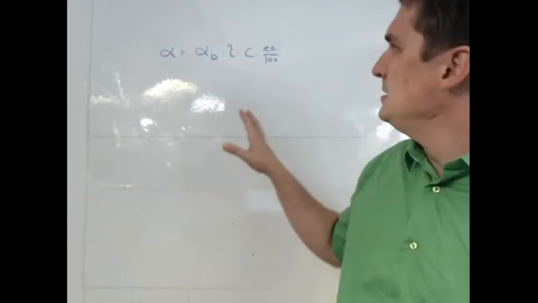Alpha times C times EE over 100. Yes, okay, so this formula is correct. So concentration, gram per milliliters. So you're given that information.